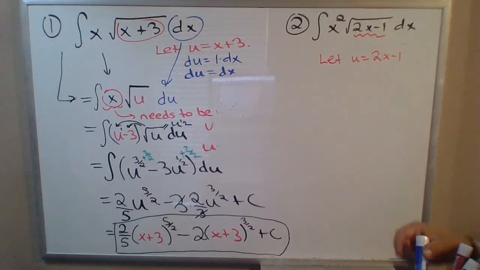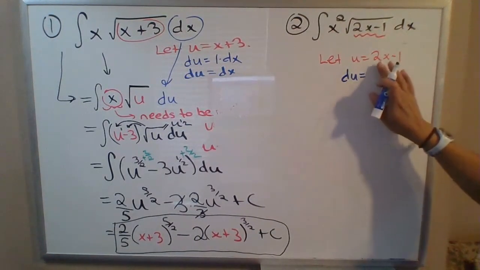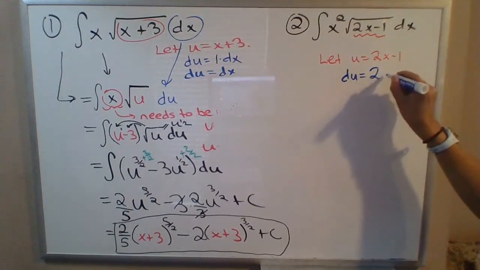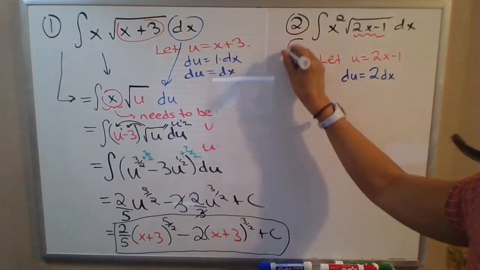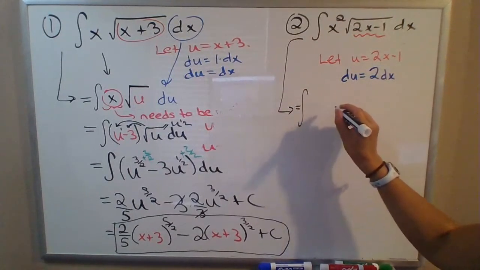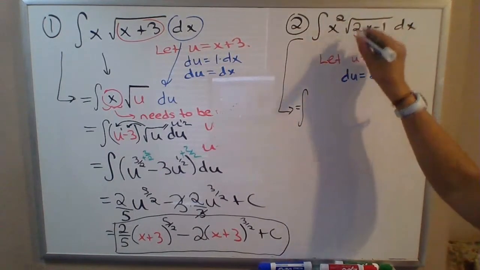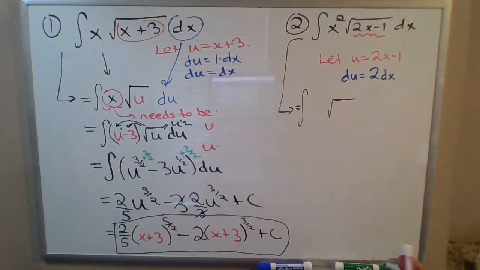Then the differential of u, du, will be the derivative of this, which is just 2, times dx. Alright, so when we try to translate this original integral in terms of x to an integral completely in terms of u, this will become, so this is just square root of u. Right, I'm going to go ahead and call it that.